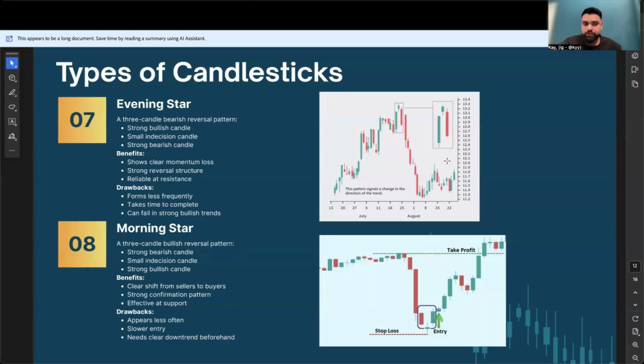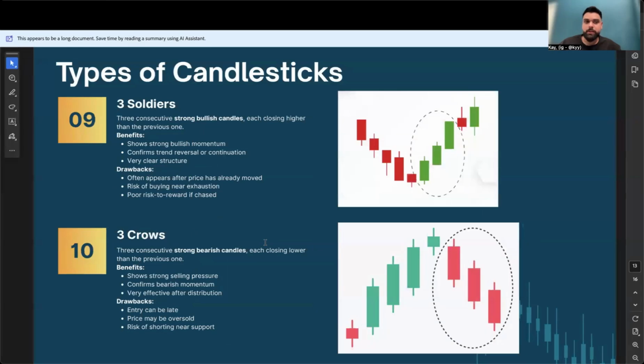Morning star, a three candle bullish reversal pattern: strong bearish candle first, then indecision again, and then bullish. Clear shift, very similar to what we've already studied. These are the same sort of drawbacks and profits.